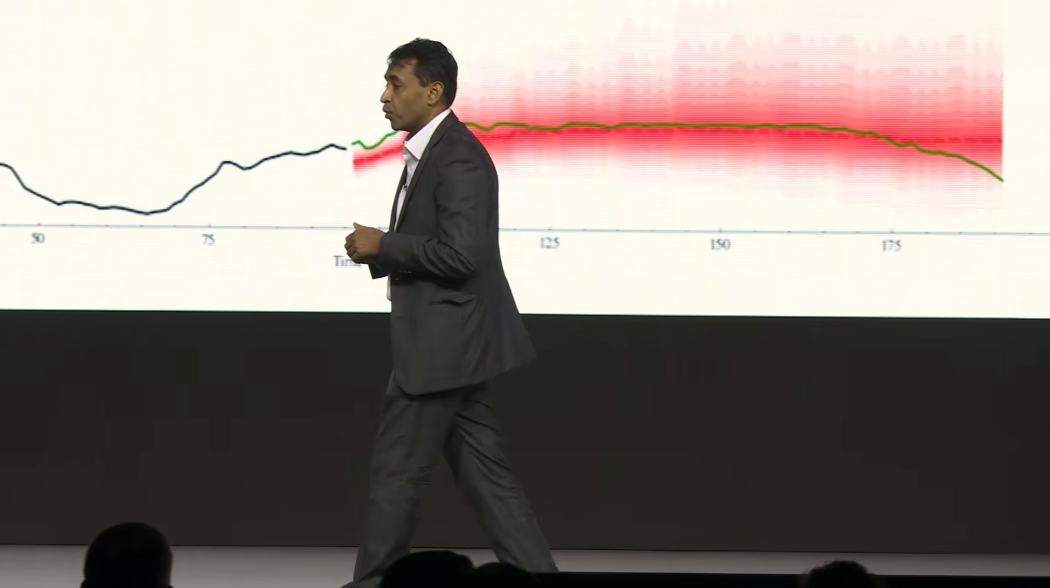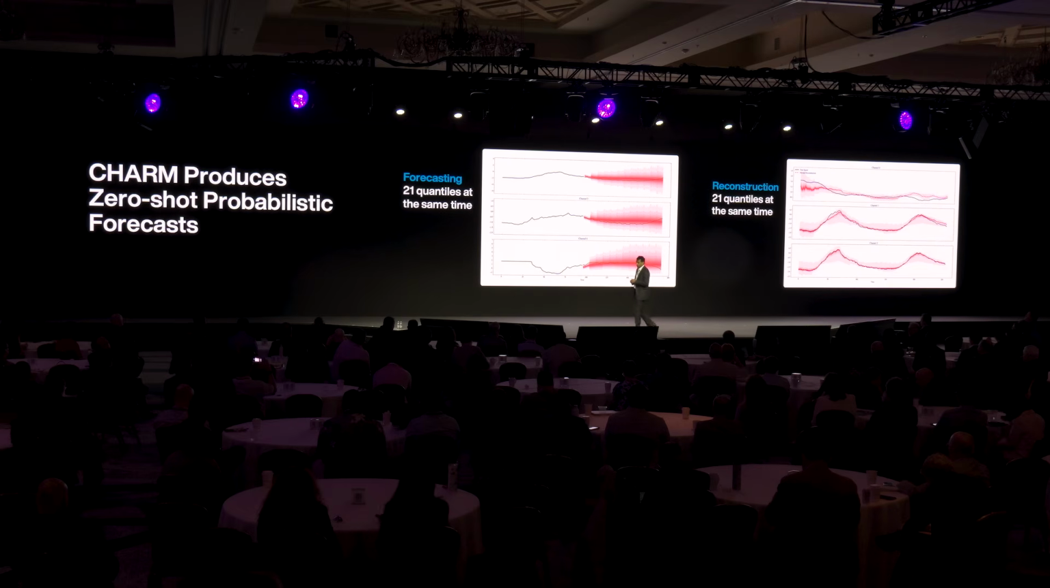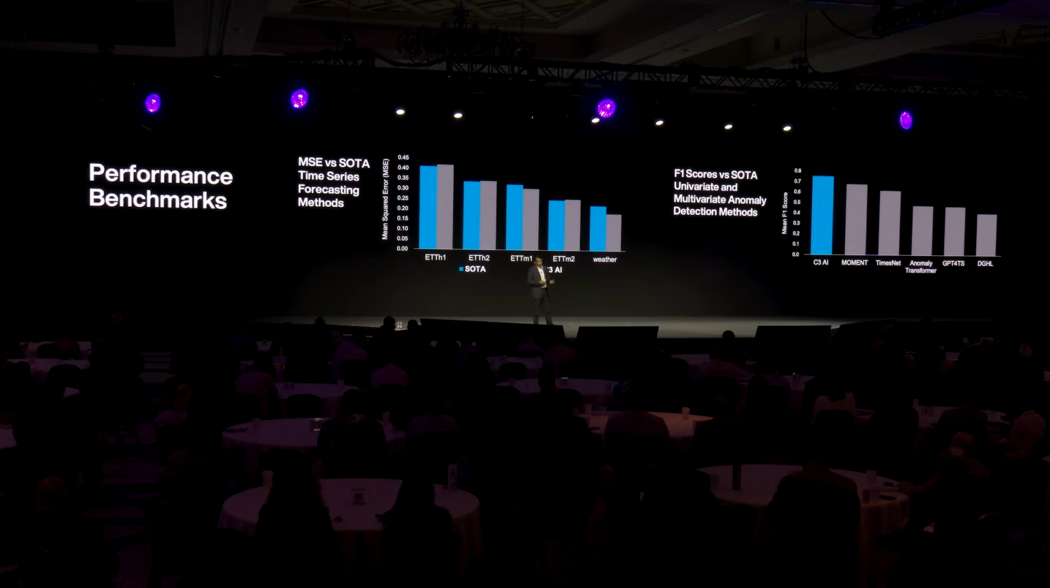Forecasting, it's also great at forecasting. On the left-hand side, you can see forecasting 21 quartiles, zero shot. That means zero training. Out of the box, it will do forecasts to the best of its ability, and then reconstruction as well, signal reconstruction.